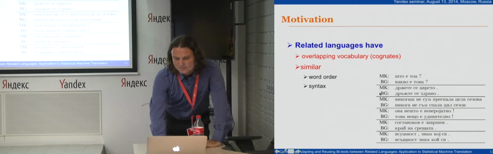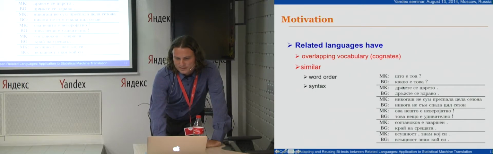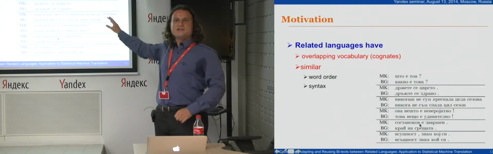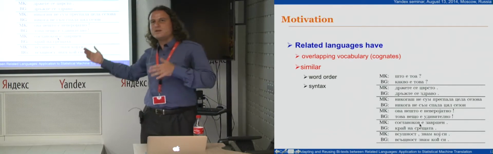And here I have some examples between Macedonian and Bulgarian. You don't have to speak Macedonian or Bulgarian to see that you have a lot of overlaps. Znam, znam, si, si, koi, koi, sushnust, sushnust, and so on, right? And of course, sometimes you have a little bit more divergence, but this tells you that there's something that you can exploit.